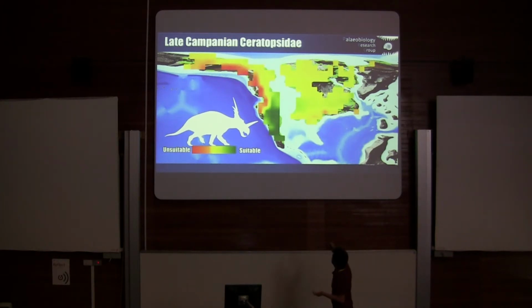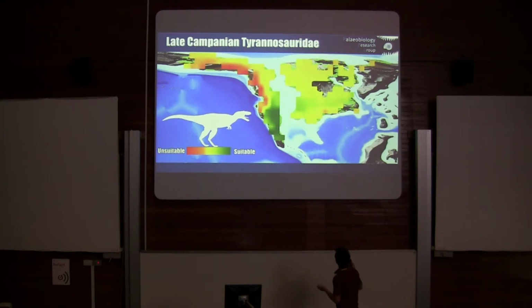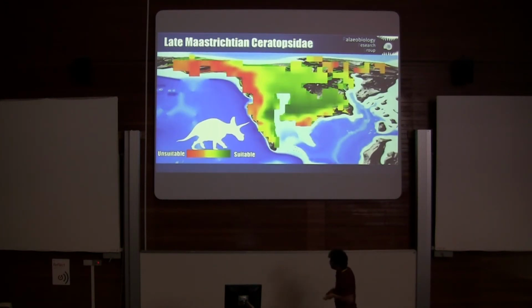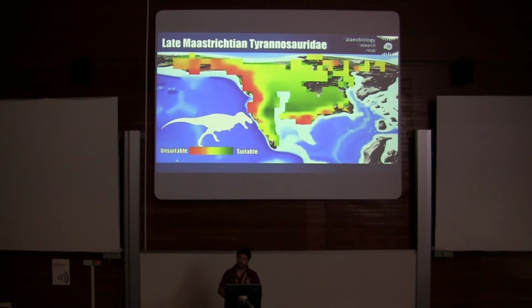You got a habitat suitability for, let's say, Centrosaurians in the Campanian. This is for hadrosaurians. This is for tyrannosaurids. And then you can do that for the Maastrichtian as well, and you can say how the habitat suitability from one stage to another can change. And you can go further then.